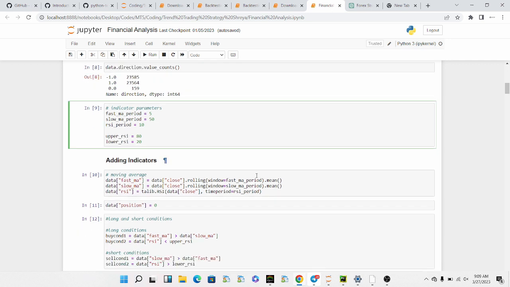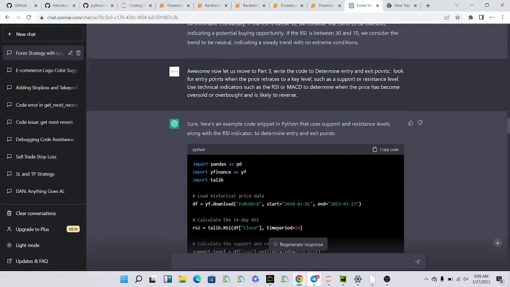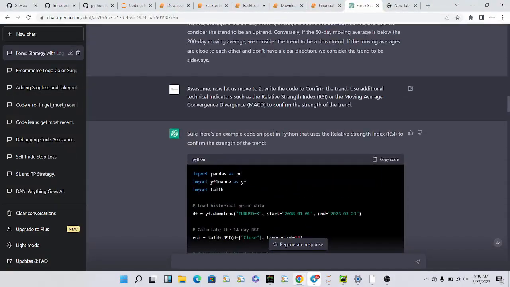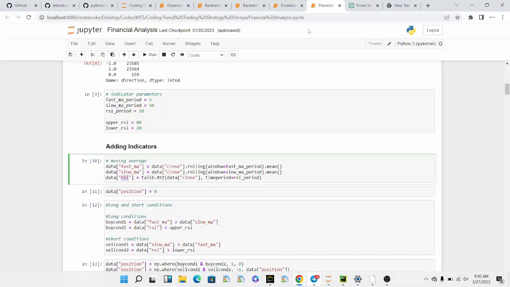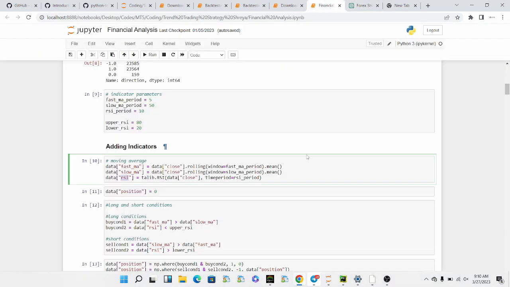So we basically added the columns for the moving average here, and the RSI as well. If you notice, we're not copying the exact same code from ChatGPT. We are creating our own trading strategy. So we are using our code, but we are taking information from what ChatGPT has provided for us. So we have our fast SMA, our slow SMA, and our RSI. These are the indicators that ChatGPT asked us to use in order to build this strategy.